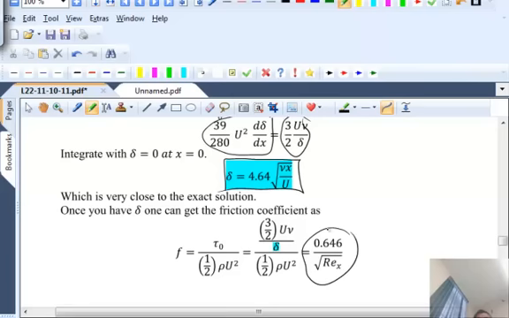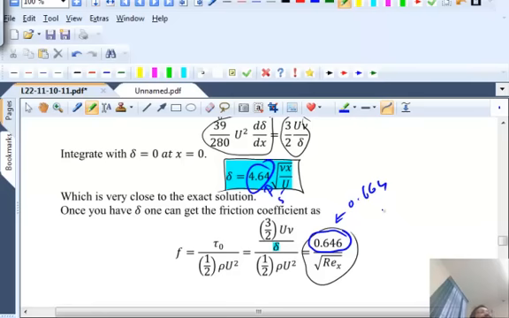Now these constants, 4.64 and 0.646, what are they for the exact Blasius solution? For the Blasius solution, this is almost 5, and this is 0.664, I think. This was 0.664 instead of 0.646.